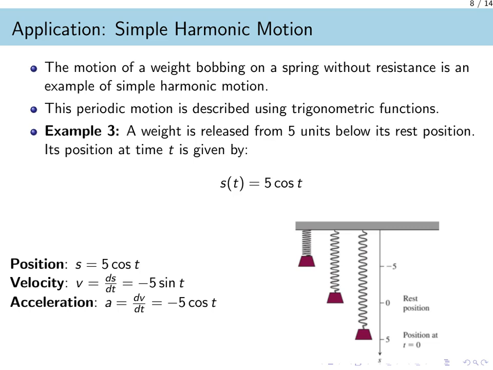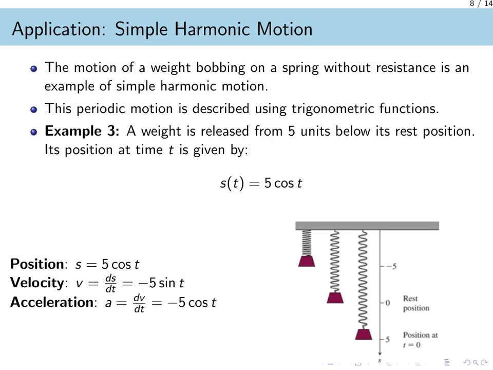Let us see how we can apply derivatives to understand physical movement, using a classic example called simple harmonic motion. Imagine a weight bobbing up and down on a spring. Its position at any time t can be described by the function s equals 5 times the cosine of t. This means it oscillates between a position of 5 and negative 5. To find its velocity, we simply take the derivative of the position function, which gives us v equals negative 5 times the sine of t.